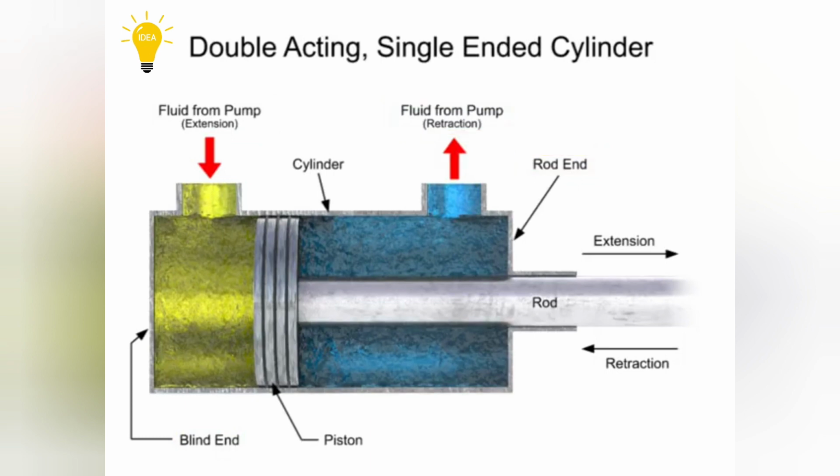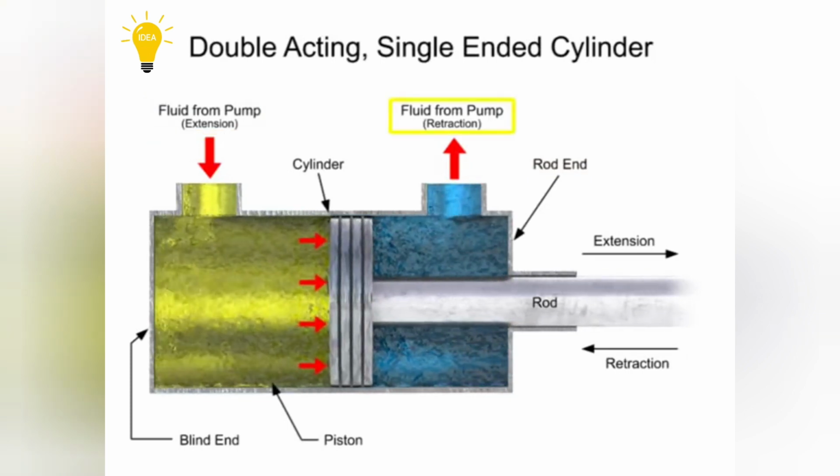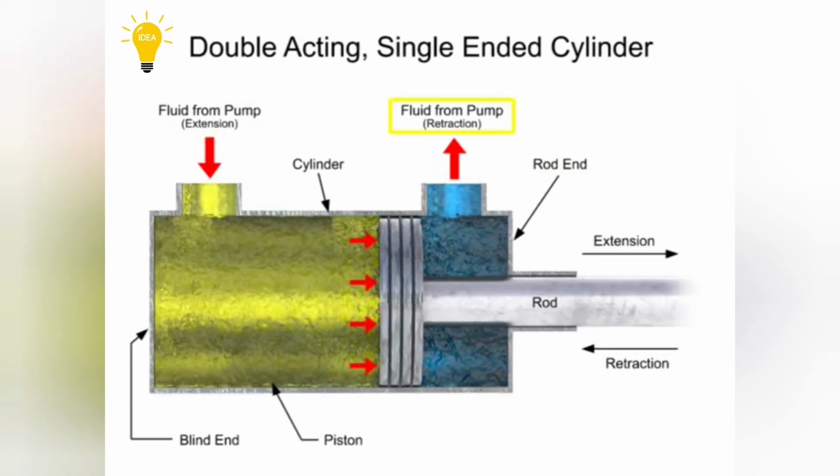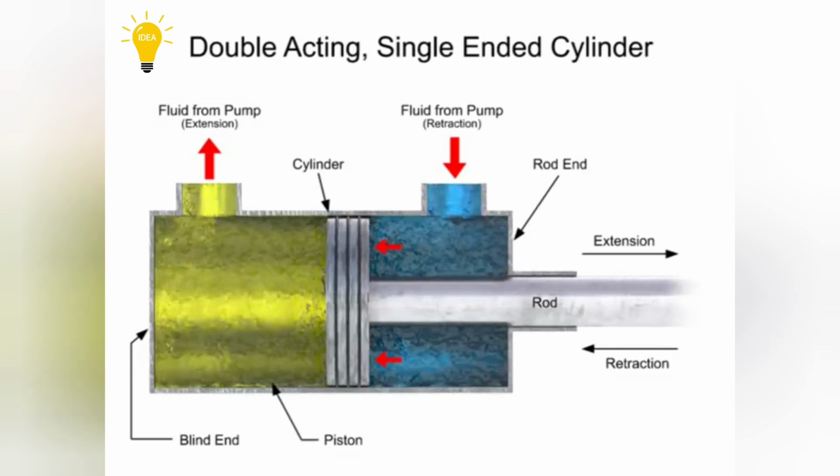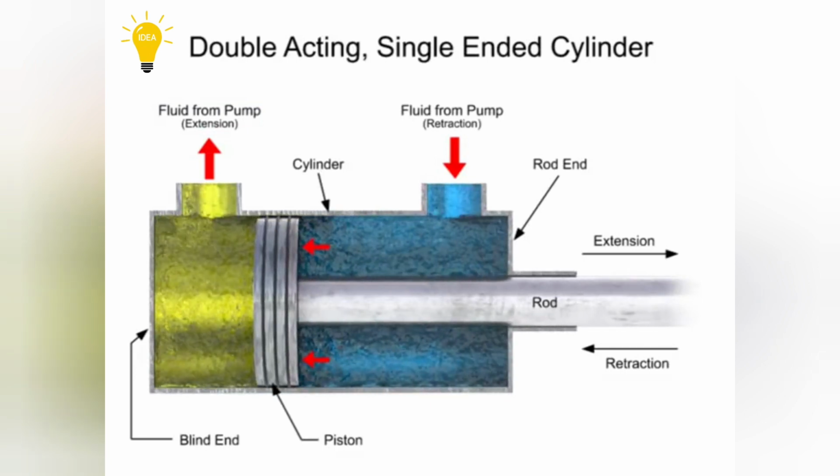A directional control valve sends fluid through the blind end port while venting fluid out the rod end port back to the tank. Pressure builds up and generates a force on the piston, causing the extension stroke. When the directional control valve is shifted, it sends fluid into the rod end port, out of the blind end port, and back to the tank. Pressure builds up and generates a force on the other side of the piston, causing the retraction stroke.